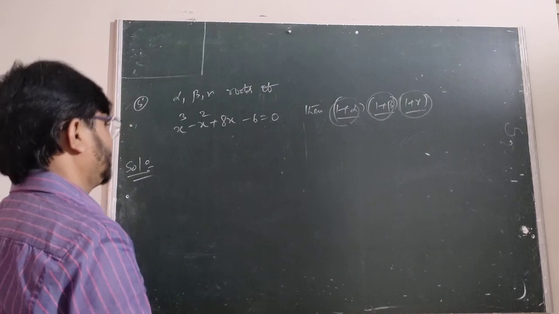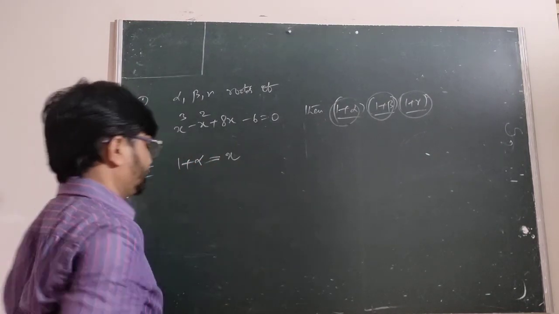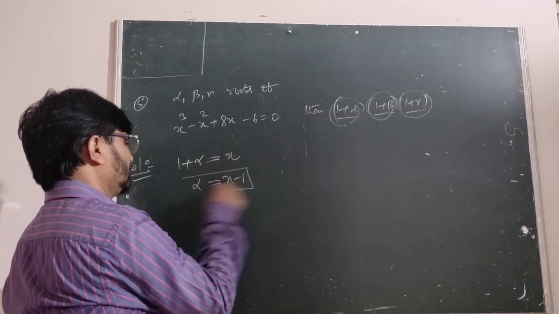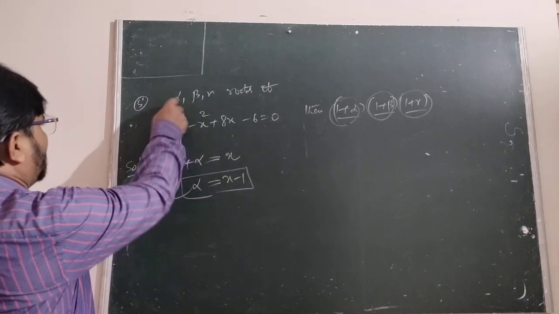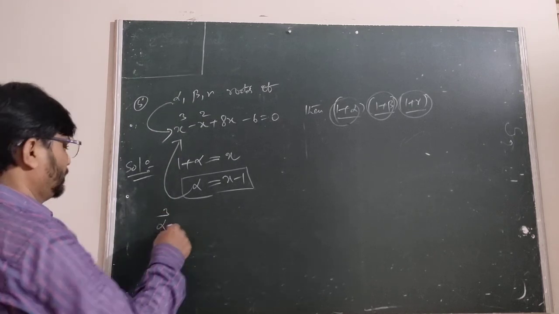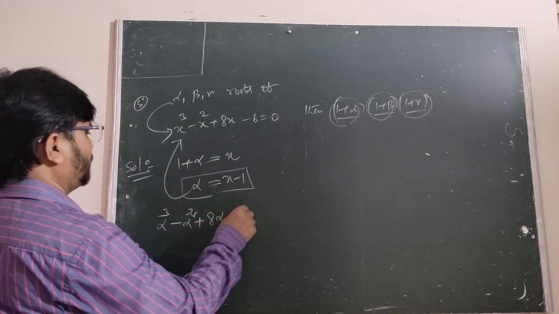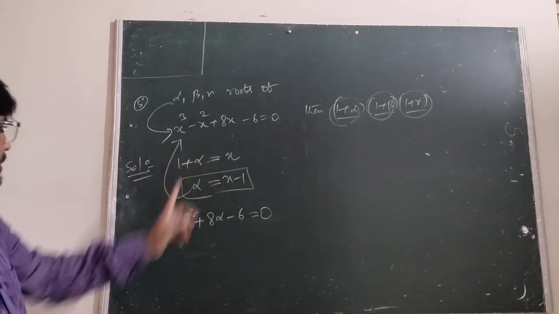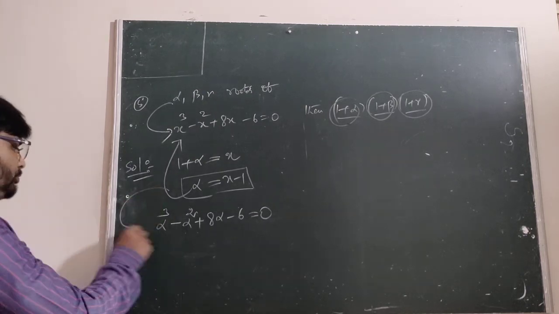Therefore now we are taking 1 plus alpha as x. Therefore alpha equals x minus 1. Given that alpha is a root of the equation, that means alpha cube minus alpha square plus 8 alpha minus 6 equal to 0. Now we substitute in this.